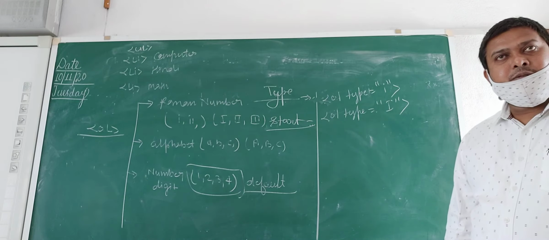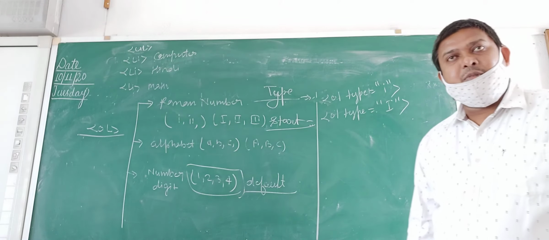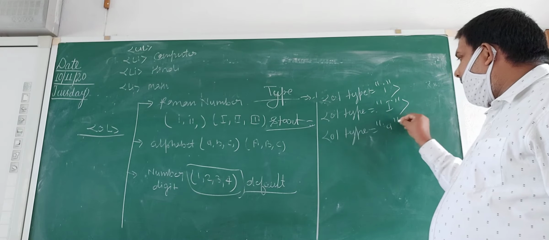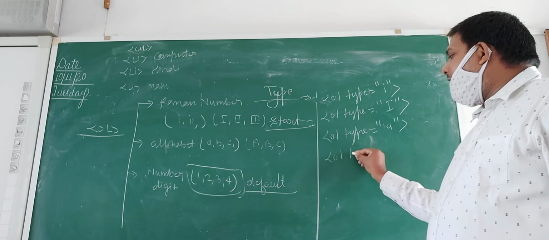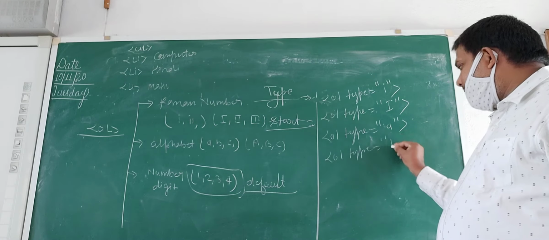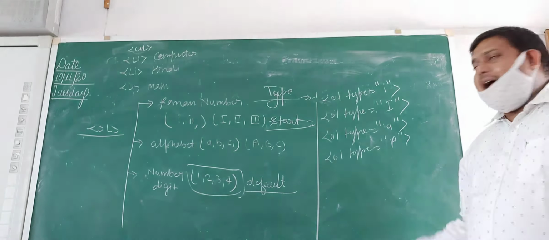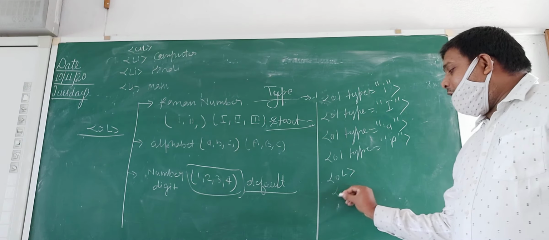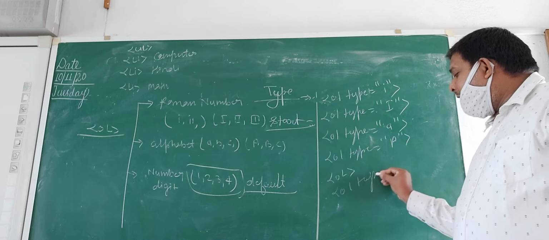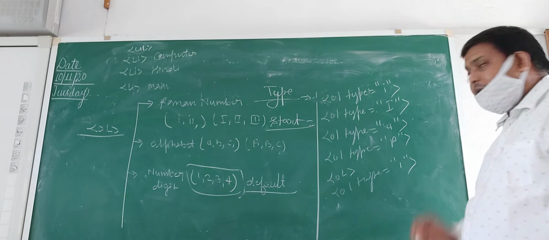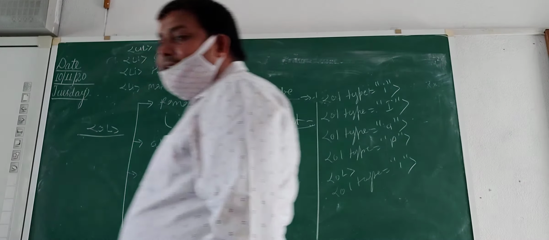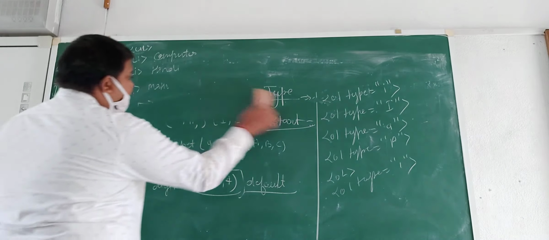Any doubt? Any clarification? If we want to display the list in the form of alphabet, type is equal to small a. If we want to display the list using the capital alphabet, type is equal to capital A. And for the number you have both options: you can write just OL, and you can also write OL type is equal to 1. Clear? Any doubt?